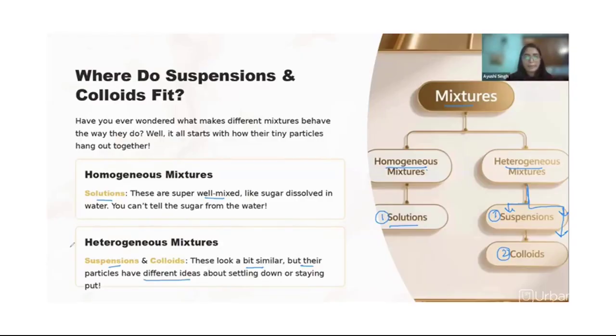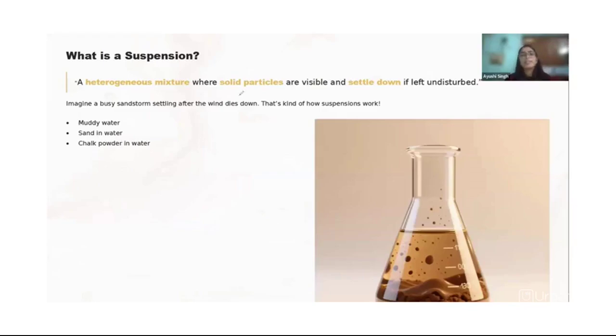Moving ahead to the first topic of today, what exactly a suspension is. A suspension is a heterogeneous mixture where solid particles are visible and they settle down if left undisturbed. So it is a heterogeneous mixture, where the particles are made up of solid. They are visible to our eyes and they settle down if left undisturbed.